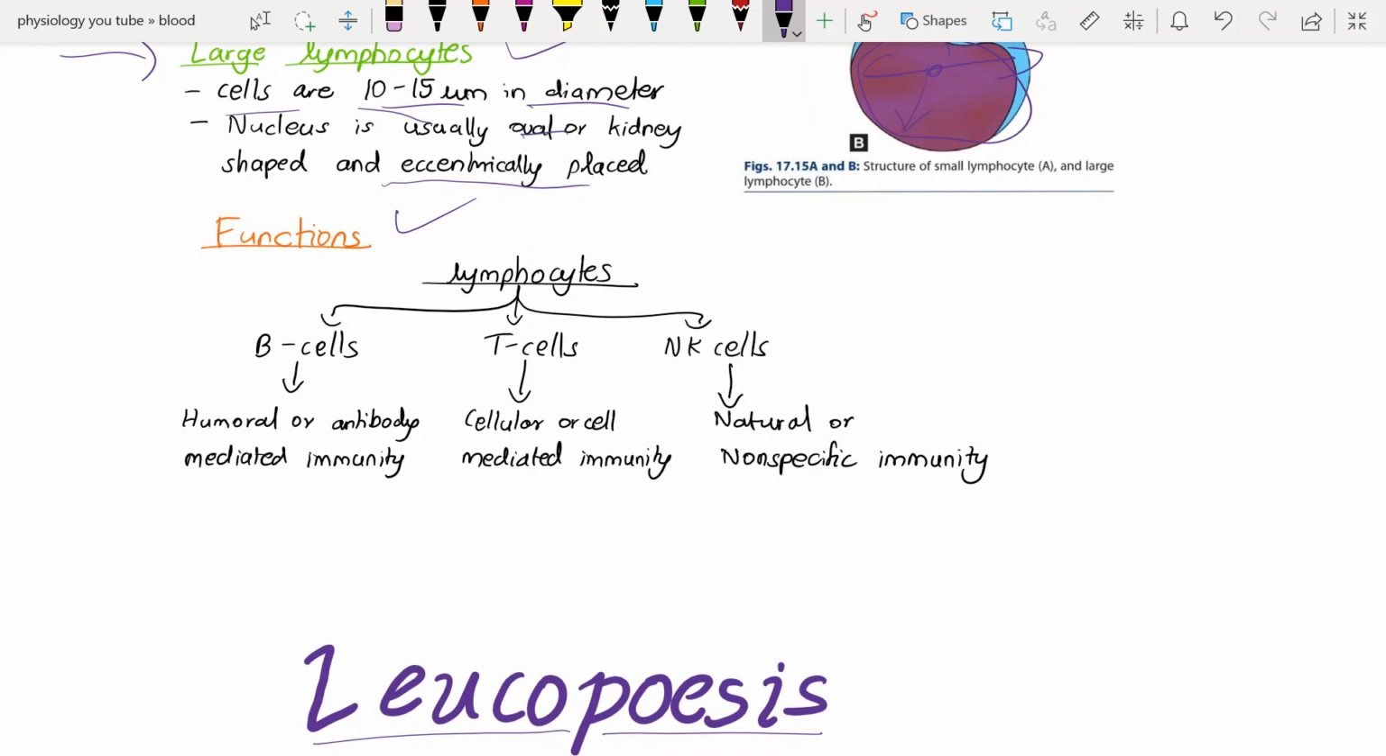Looking at the functions, functionally also there are different types of lymphocytes as I already told: B cells, T cells and natural killer cells. B cells are involved in humoral or antibody mediated immunity. T cells are involved in cellular or cell mediated immunity, and natural killer cells mediate natural or non-specific immunity responses.